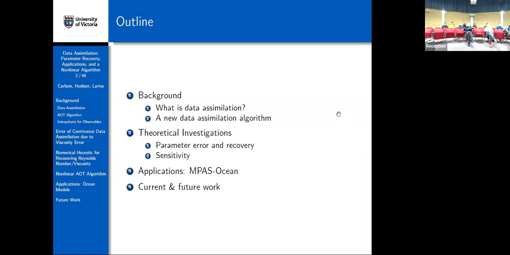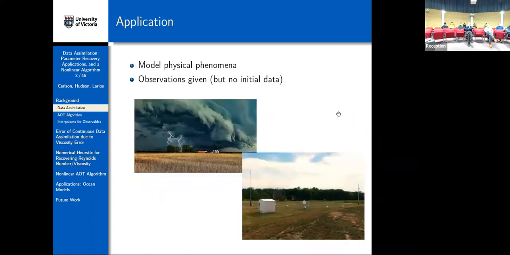What is data assimilation? We're going to talk about this novel data assimilation algorithm that came out in 2014. We're going to look at some theoretical and applied investigations, specifically in the area of parameter recovery. And we may talk about some sensitivity and some applications to ocean models and maybe a little bit of current future work. But we're mostly going to focus on parameter error and recovery.